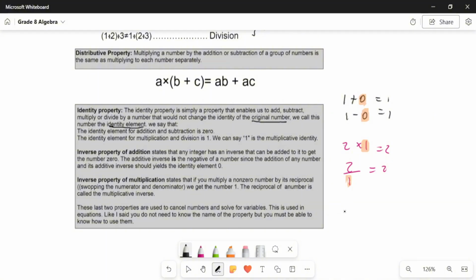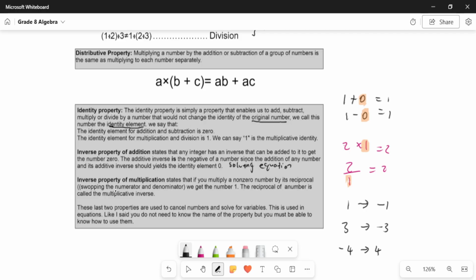So what does that mean? If I have 1, the additive inverse of 1 is minus 1. If I have 3, the additive inverse of 3 is minus 3. If I have minus 4, the additive inverse of minus 4 is 4. Where do we use this? Solving equations. So when we get there and at later stages, we will talk about this. We will use this idea, right?